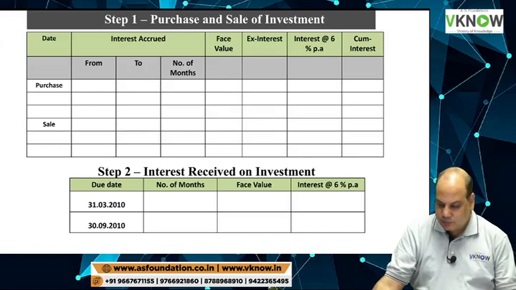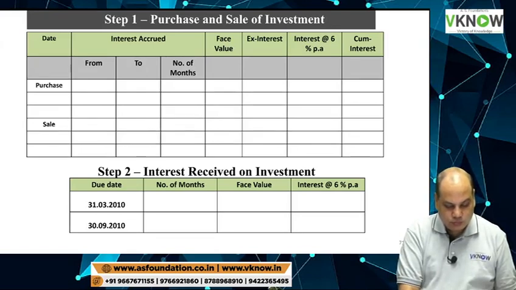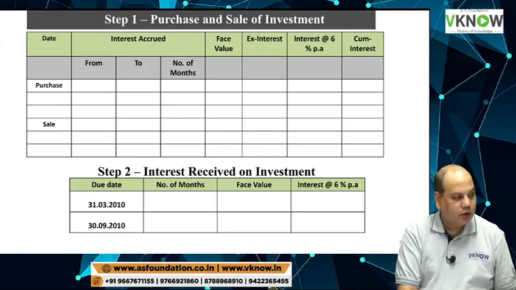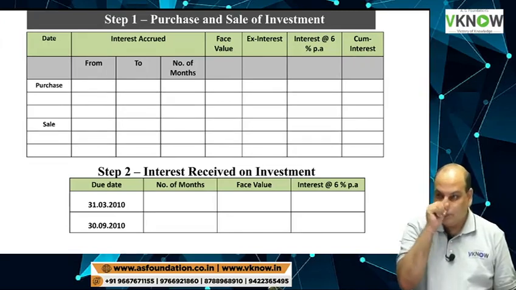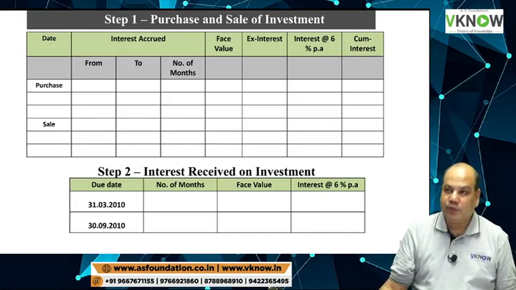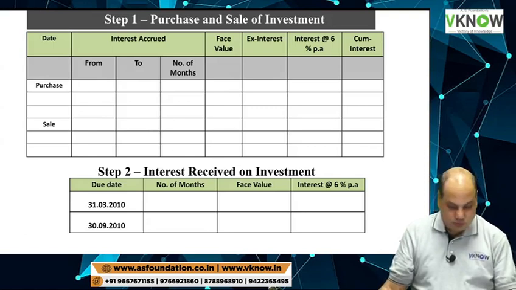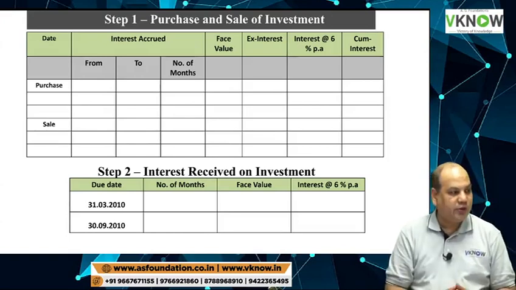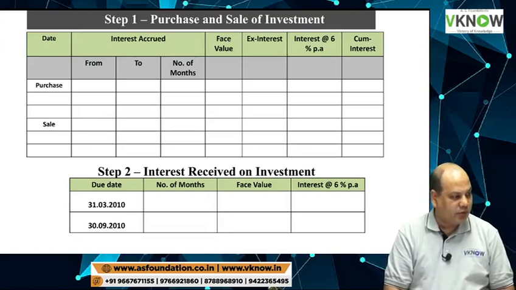Draw the same format. Date, interest accrued. Under that three columns: from, to, number of months. Then write down face value, then ex interest price, interest at the rate of 6% per annum. In this question, interest rate is 6%, and the last column is cum interest price.